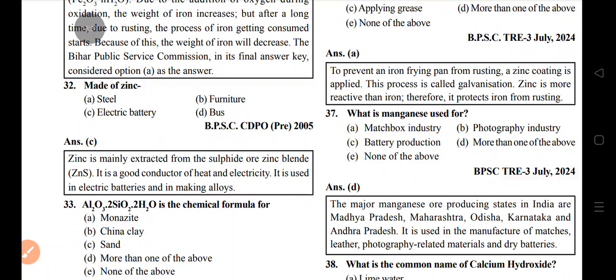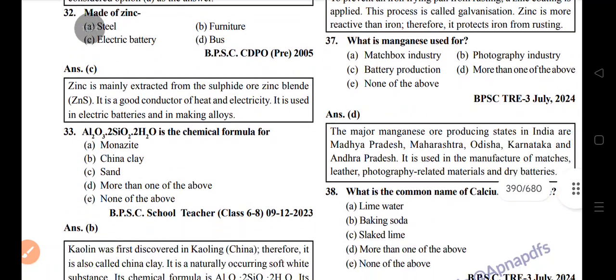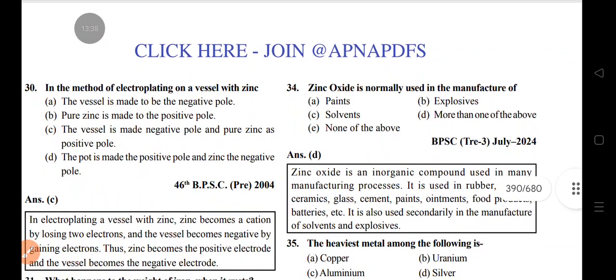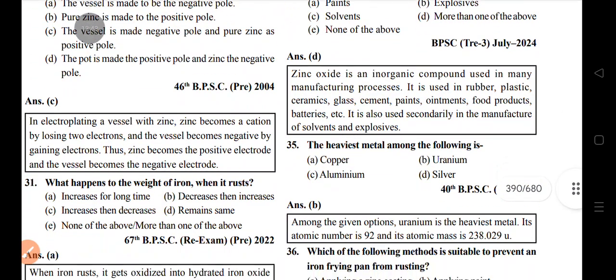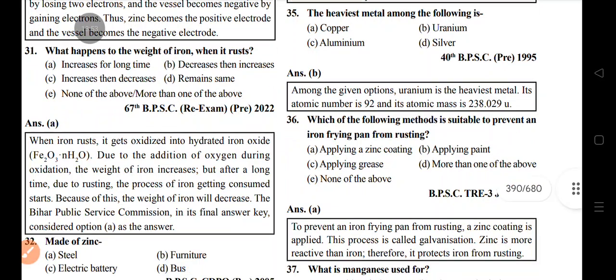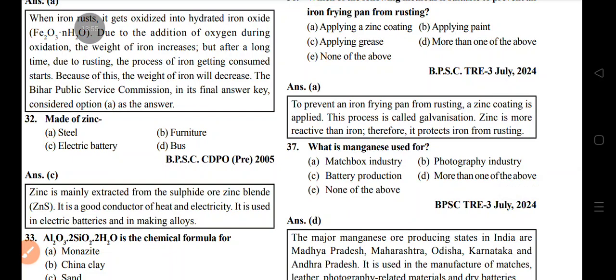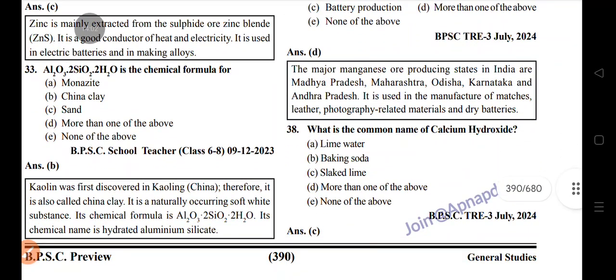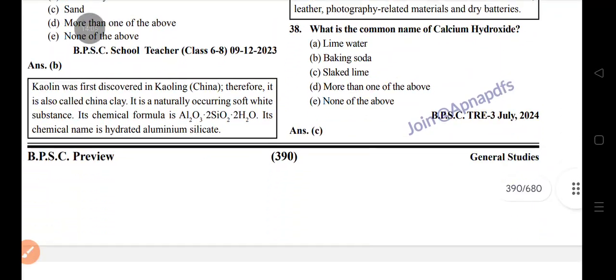Al2Si2O5(OH)4 chemical formula: China clay. Zinc oxide is normally used in the manufacture of paint, explosives, solvent. Heaviest metal among the following: uranium. Suitable to prevent an iron frying pan from rusting: applying a zinc coating. Manganese is used for matchbox industry, photography industry, battery production. Calcium hydroxide: slaked lime.